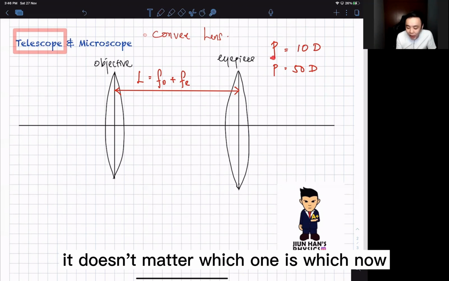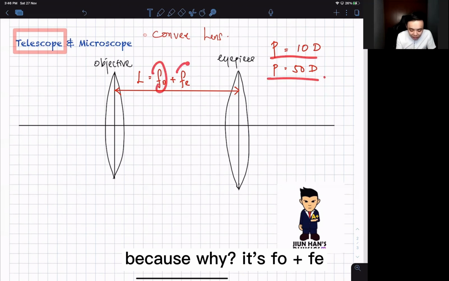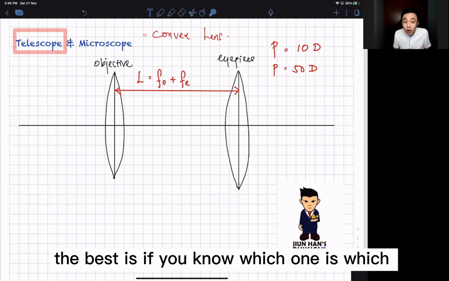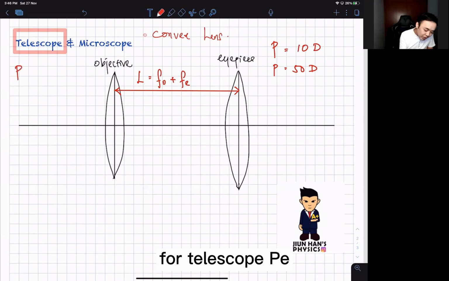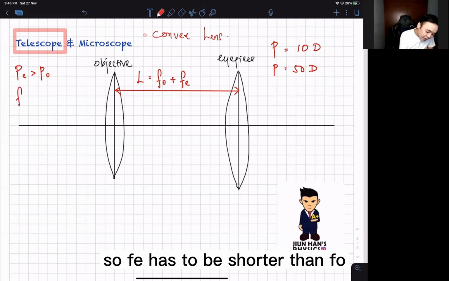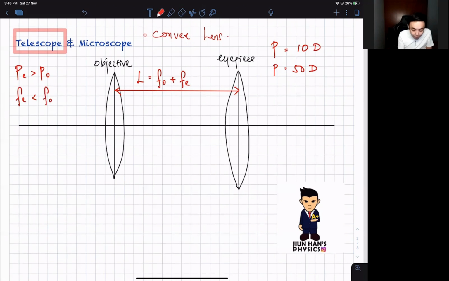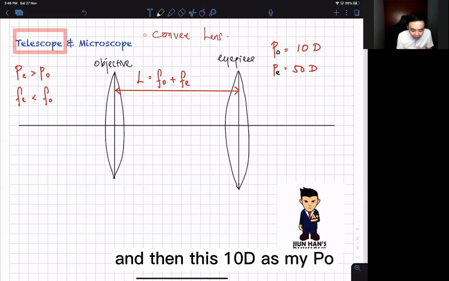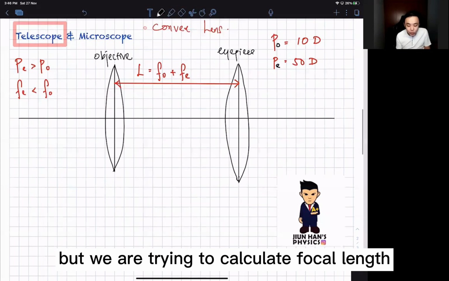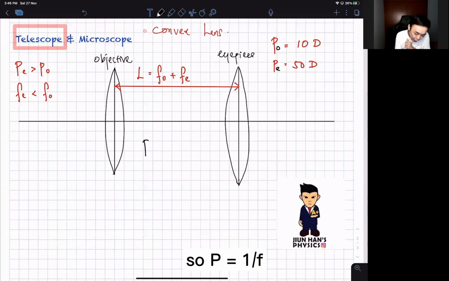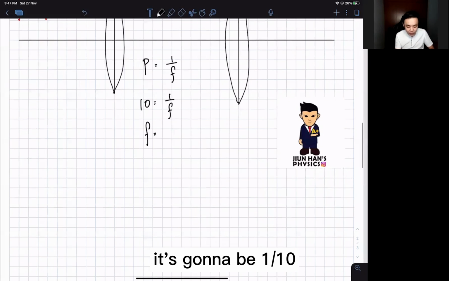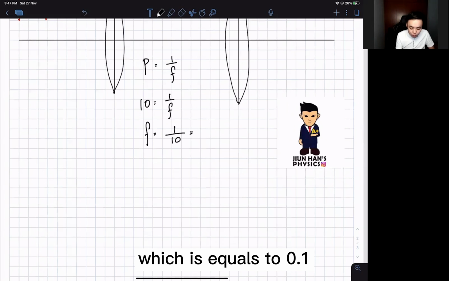Simple. It doesn't matter which one is which now, because it's FO plus FE. Both of them, you're going to use anyway. But of course, the best is if you know which one is which. I told you again, for telescope, PE is bigger than PO. So FE has to be shorter than FO. So I will choose 50 as my PE, and 10 as my PO. But we are trying to calculate focal length, not power. So power equals 1 over F. Your diopter 10 equals 1 over F. F equals how much? It's going to be 1 over 10, which equals 0.1.